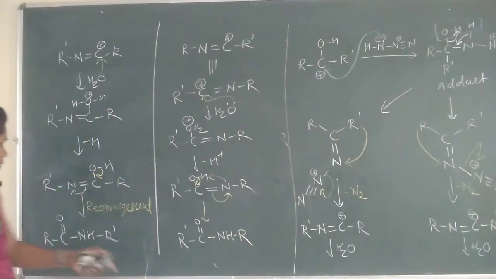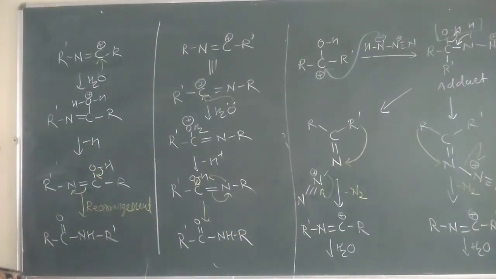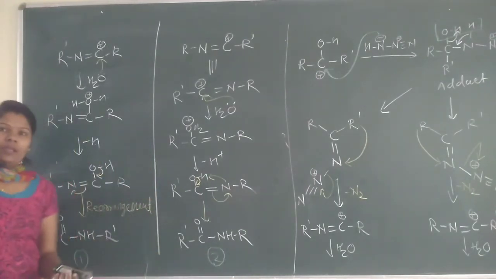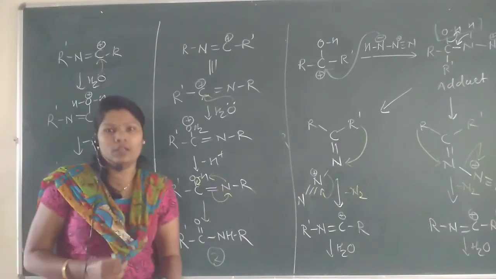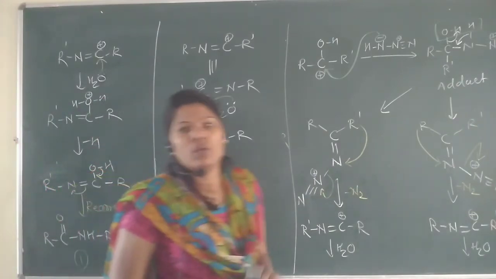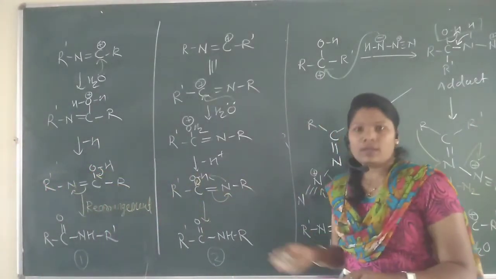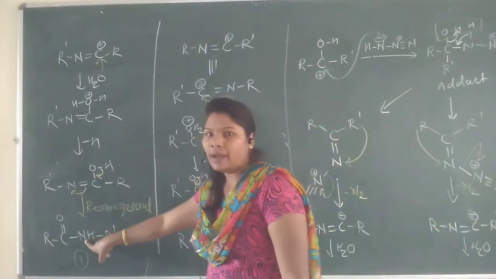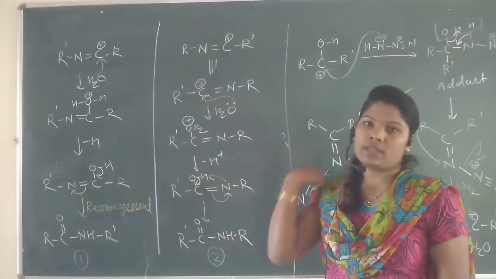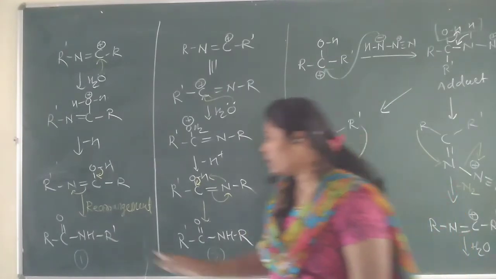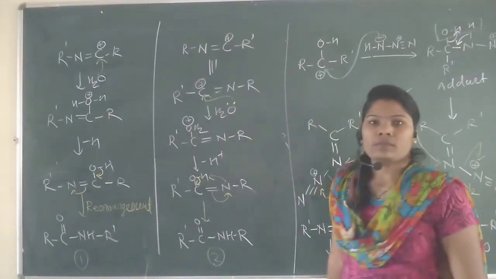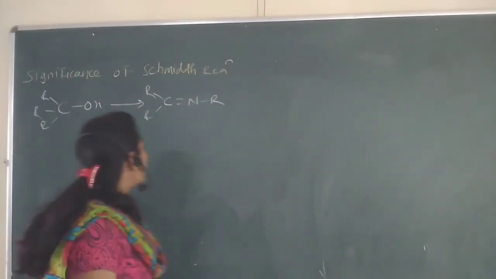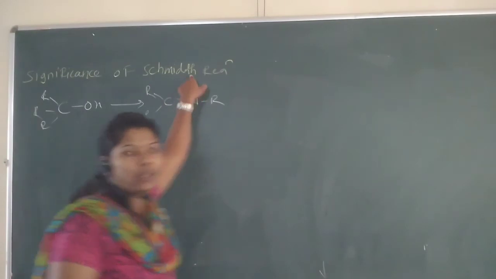This is our second. This is the first type of product, and this is the second type of product we get from the ketone. That means from the ketone in the Schmidt reaction, we always get the amide compound. Okay, if these R groups are different, at that time we get these two types of compounds. Okay, next we learn the significance of the Schmidt reaction.